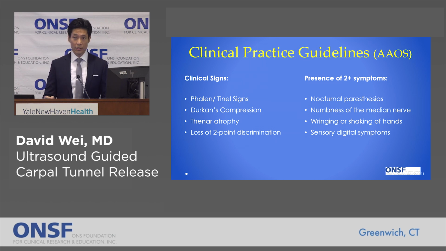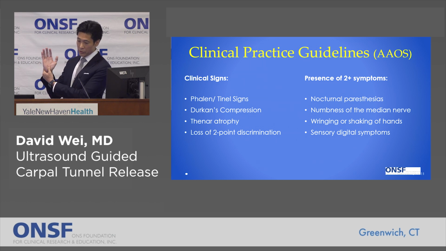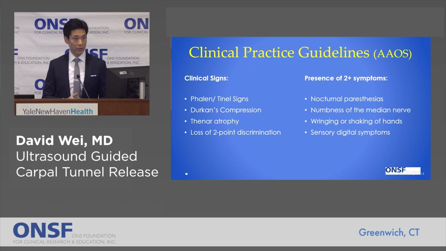The most sensitive sign is actually Durkin's compression test. That's a very simple test where you put pressure on the nerve and you hold it for about 20 seconds. That's the best way to check. And if your hand goes numb, you probably have carpal tunnel syndrome.